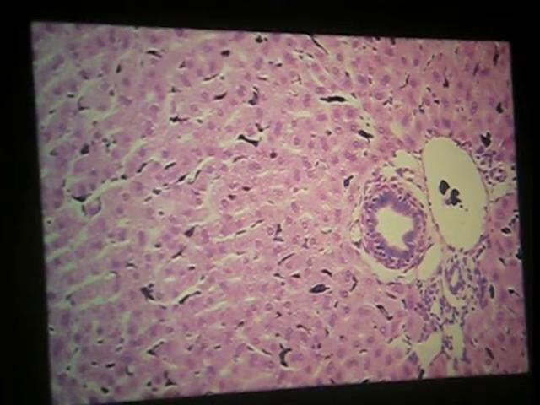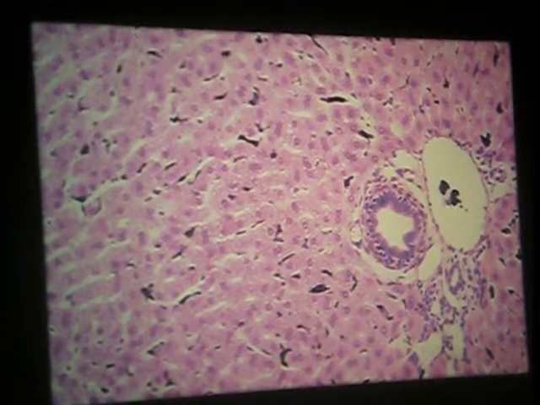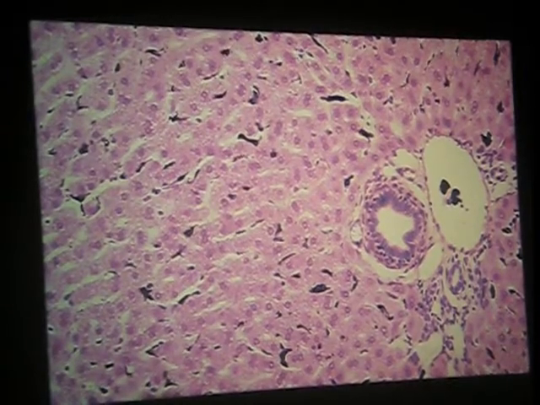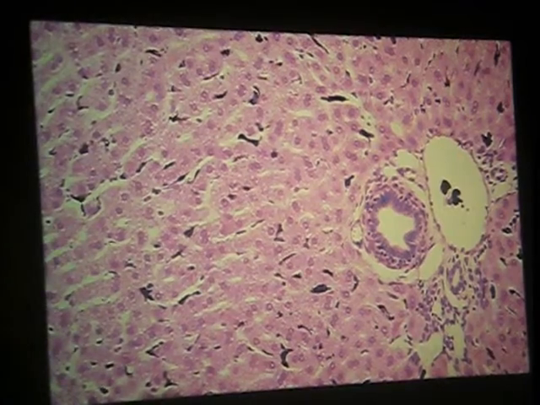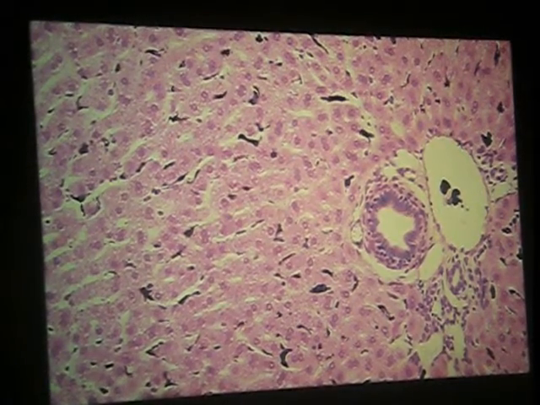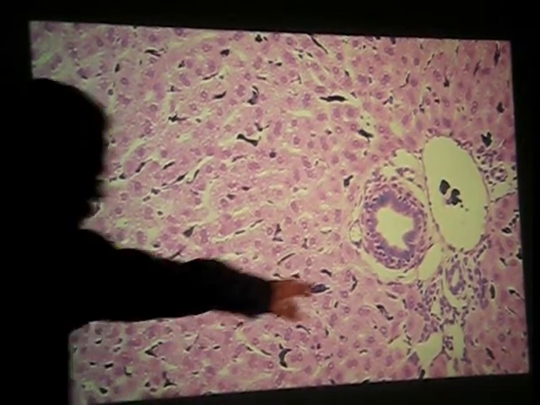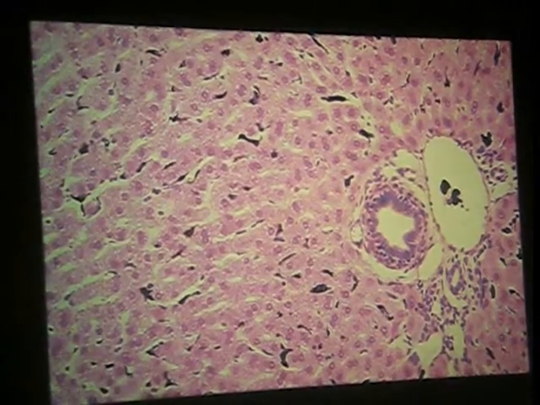So the black blobs are what? Yeah, Kupffer cells, or hepatic macrophages, if you will. And for the most part, they're hanging out in the sinusoidal lumen. See a nice shot of bile duct over there.